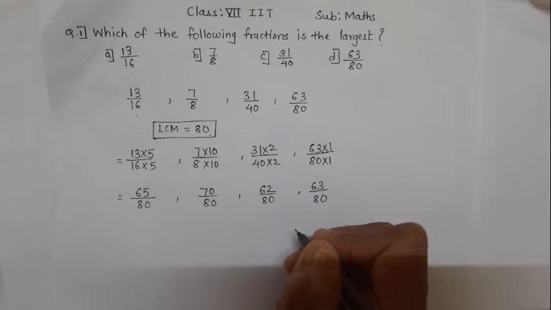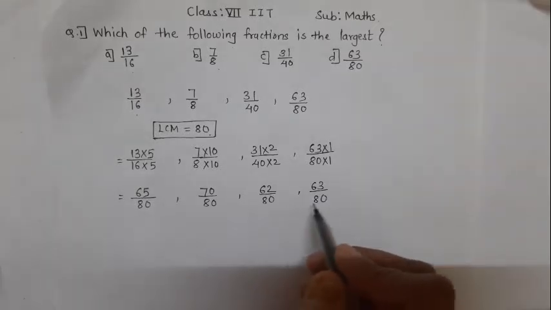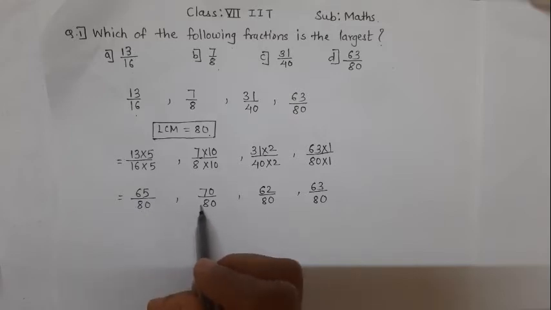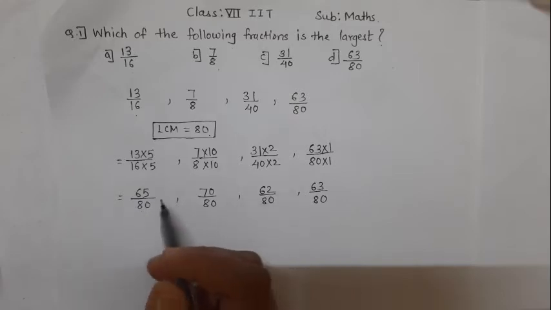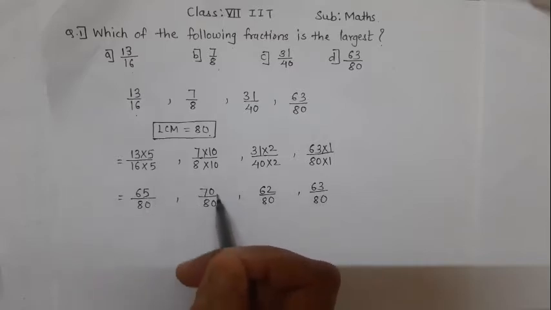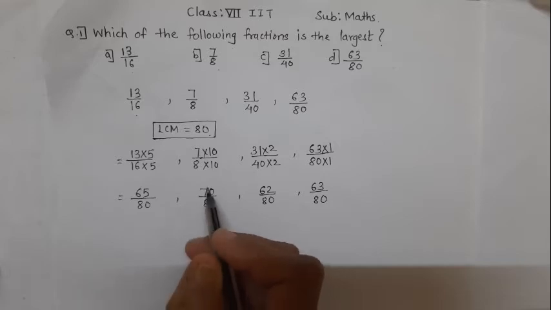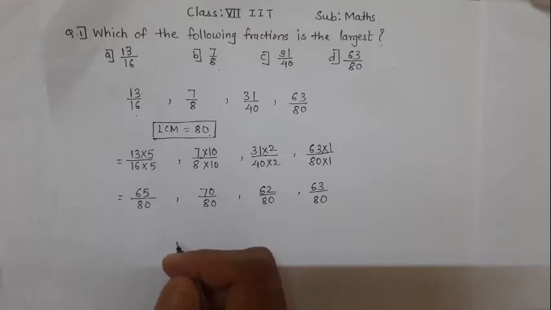Now what is asked? Which of the following fractions is the largest? Now see, we got the denominators the same, so let's compare the numerators: 65, 70, 62 and 63. In this, if you observe, which fraction is greatest? 70 upon 80. So 70 upon 80 is the largest fraction.